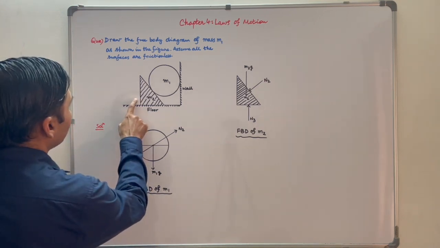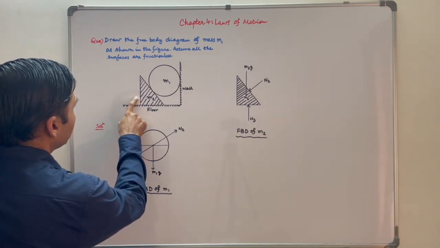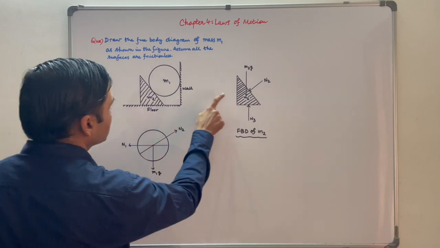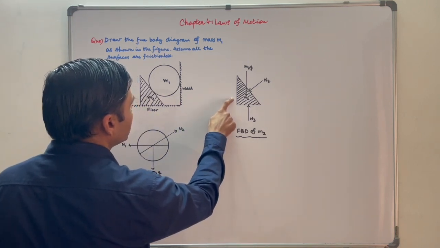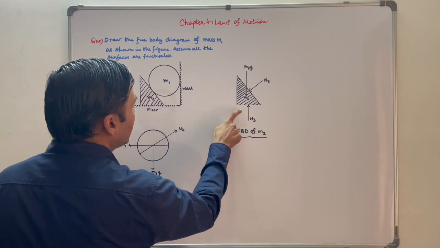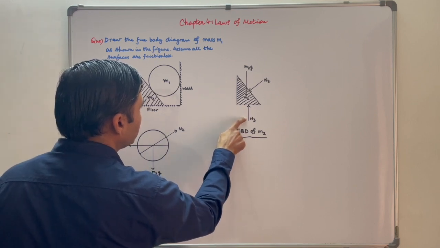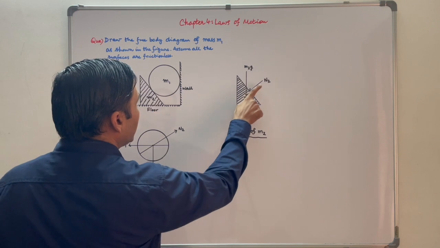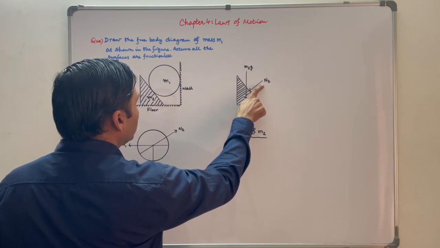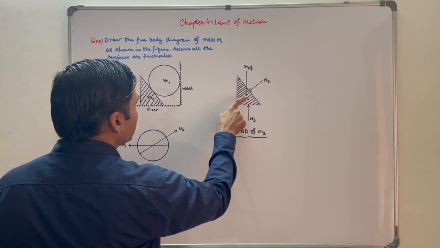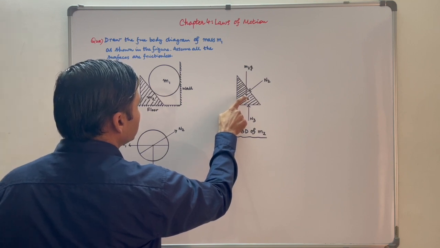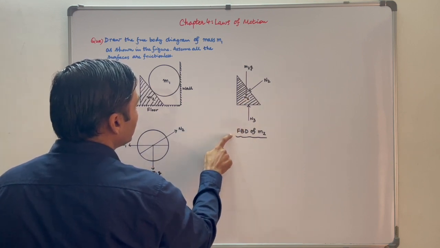Suppose we have to draw the FBD of m2. Then we have to isolate m2 from the rest of the system and draw it as it is. Then we have to show the various forces acting on it. N3 is the normal reaction by the floor on the wedge. N2 is the normal reaction by the sphere on the wedge. m2g is its weight that works on its geometrical center. So this is the FBD of m2.